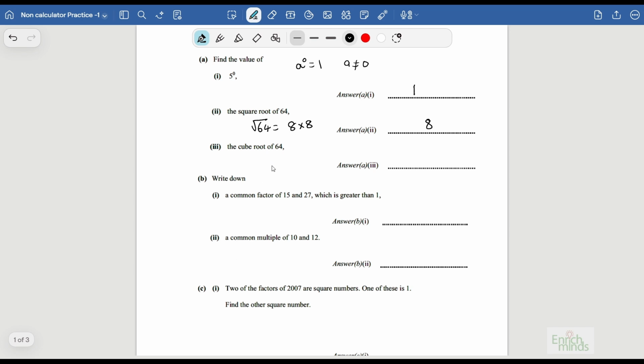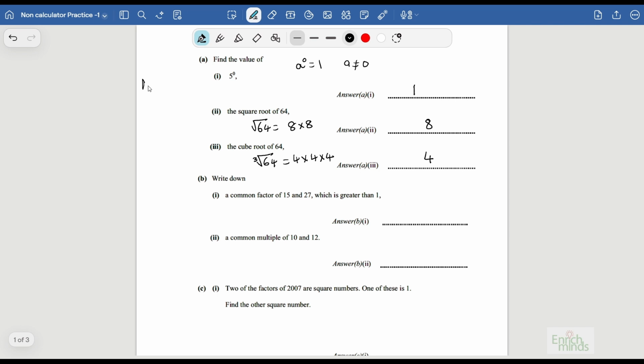The cube root of 64. Well, 64 is a cube number as well. You get it by multiplying 4 times 4 times 4, or 4 cubed is 64. The cube root is like the reverse operation of cubing a number. So the cube root of 64 is 4.